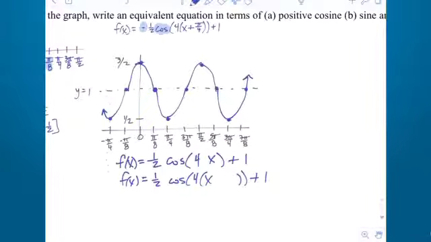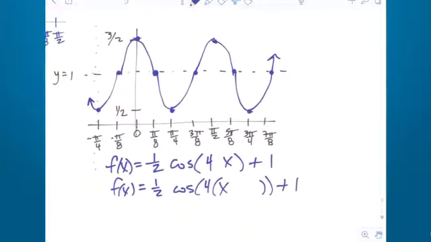Where's another high point? At pi halves. So if I wanted to get over to pi halves, would it be plus pi halves or minus if I wanted to shift it right? Minus pi halves. That's another one that works.